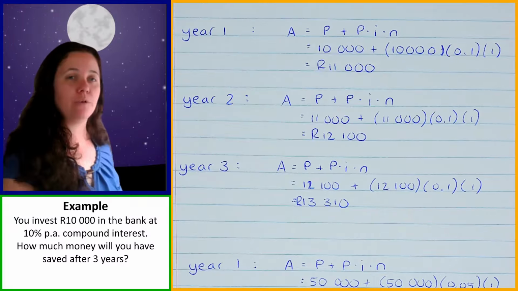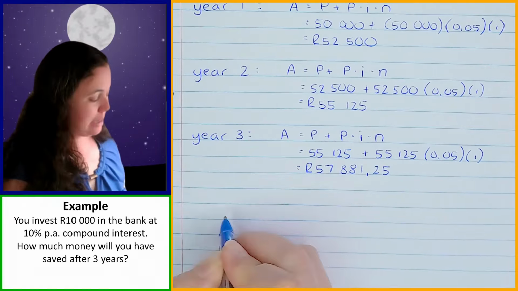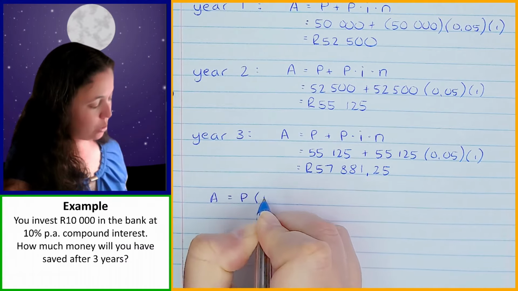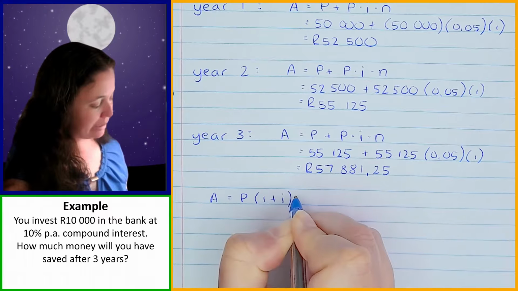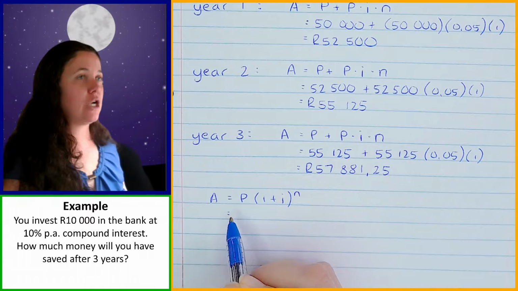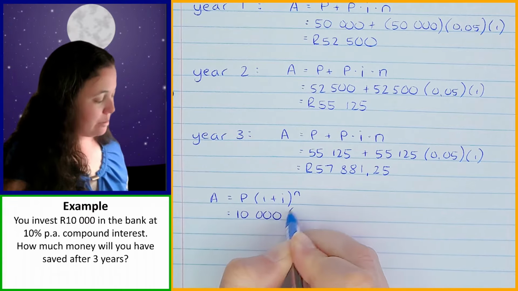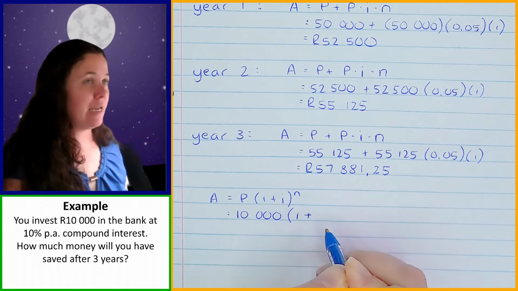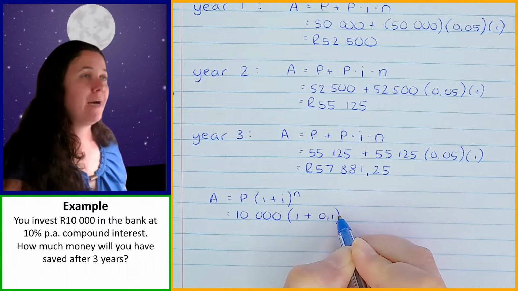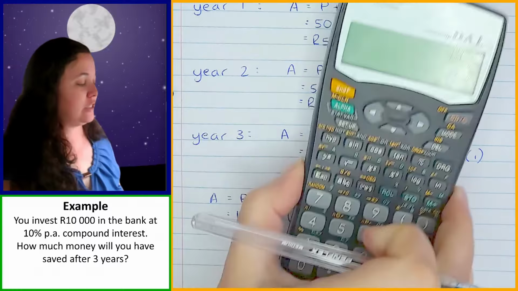So for this example, sorry, let me go to the bottom over here. Okay, so for this example, our formula is A equals P, and then in brackets, 1 plus I, close the brackets, to the power of N. Now let's fill in everything we've got here. Our P value is 10,000. Then in the brackets, I've got 1 plus I, and I is 10%, so that's going to be 0.1. And then to the power of the number of years, which is 3. Okay, so now let's use our calculator to work this out.